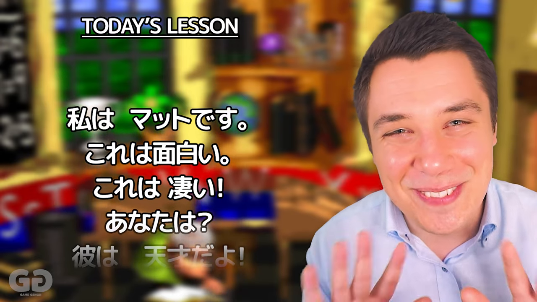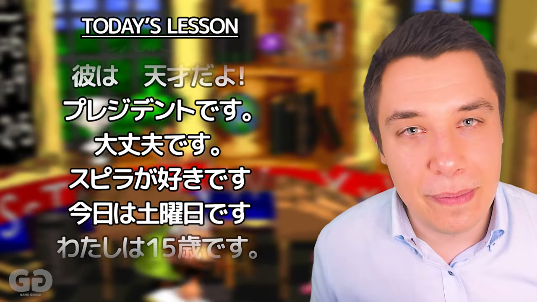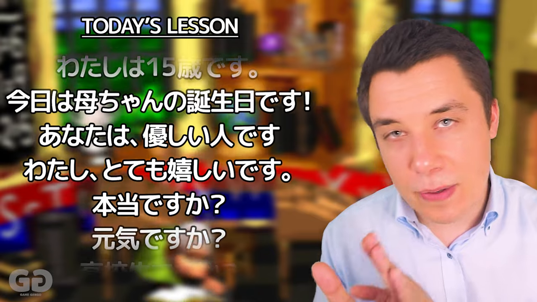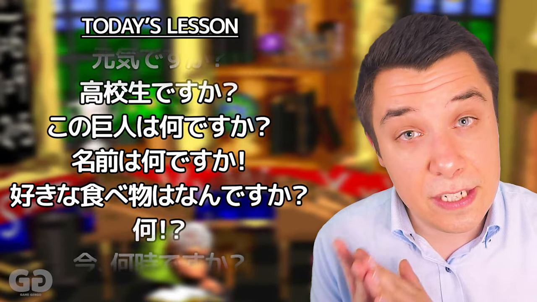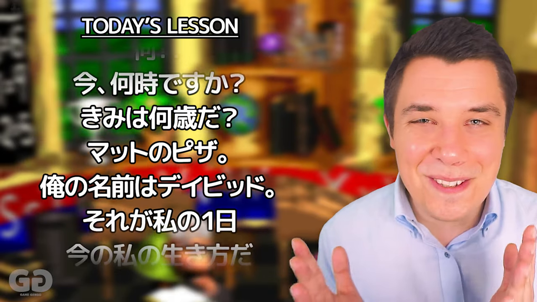So don't worry too much about not remembering things like a vigilante corp. That's not so important, but just make sure that you remember what the wa particle does, how it's used, how des is used, how ka is used at the end of a sentence, and how no is used in between nouns.